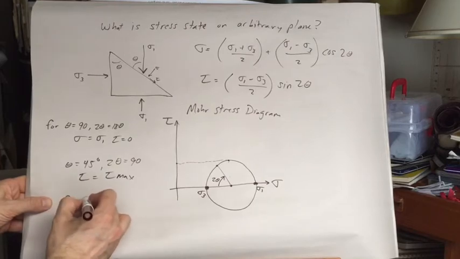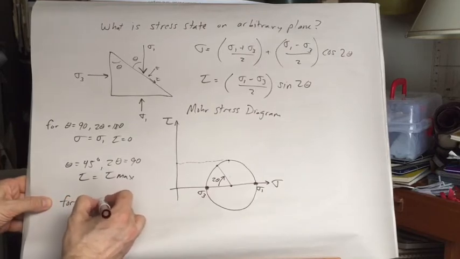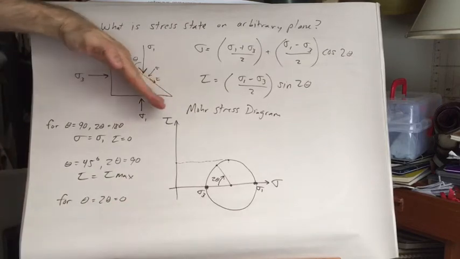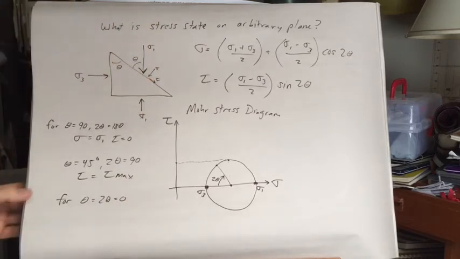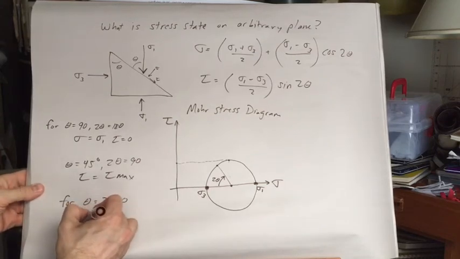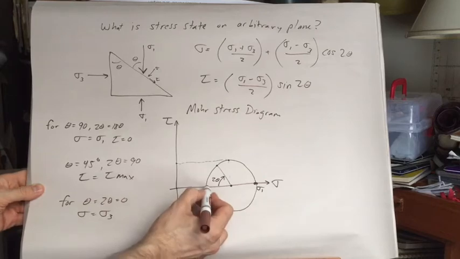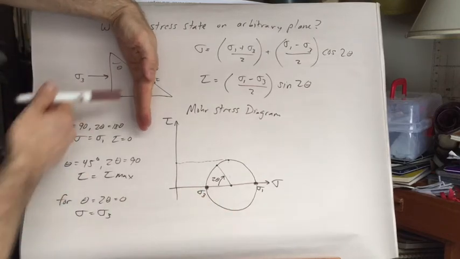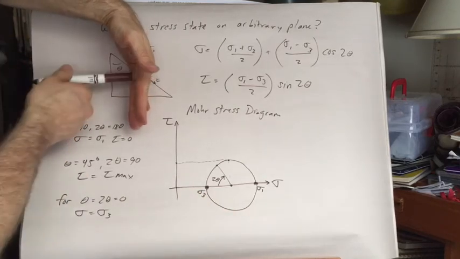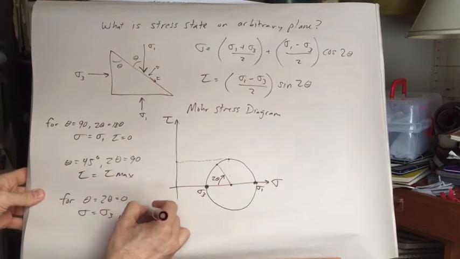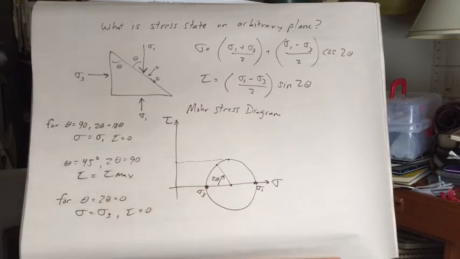And then finally for theta equals 2 theta equals 0, so that orientation, then sigma equals sigma 3. So the normal stress that this plane feels is there, sigma 3. And tau, again, no shear stress at that orientation.